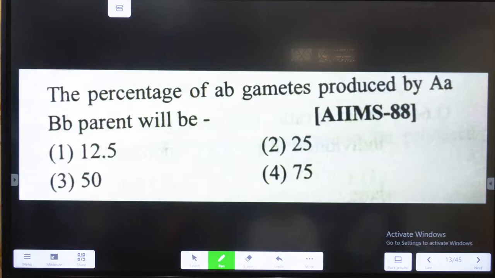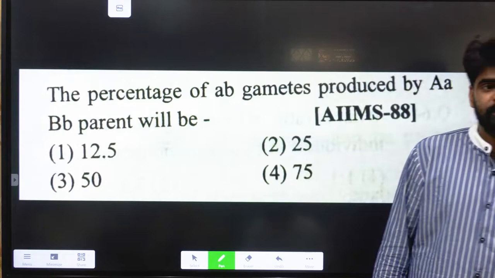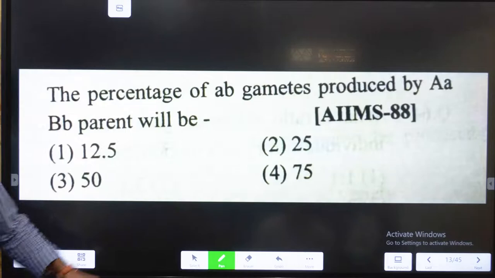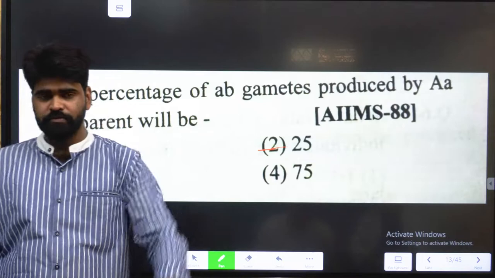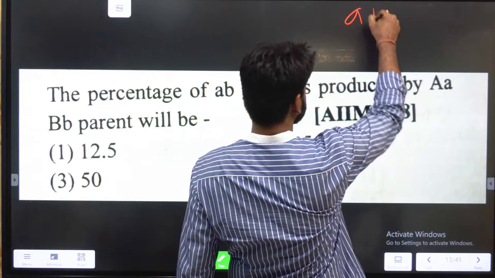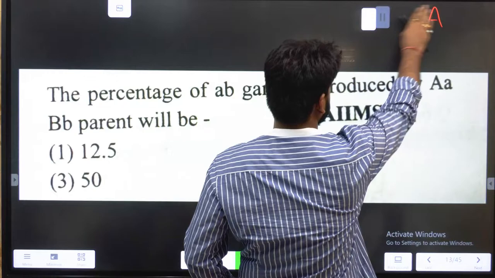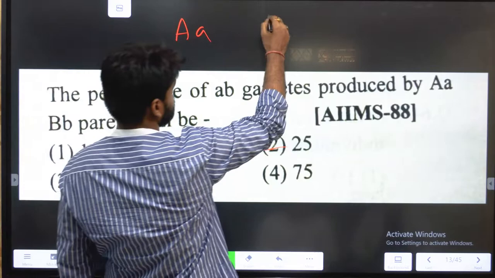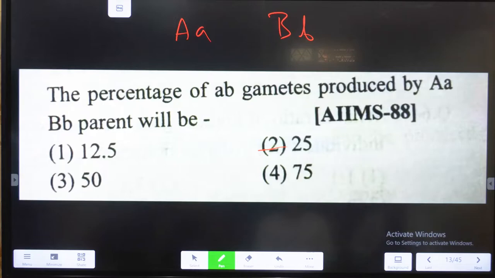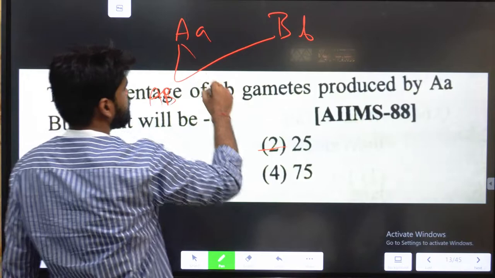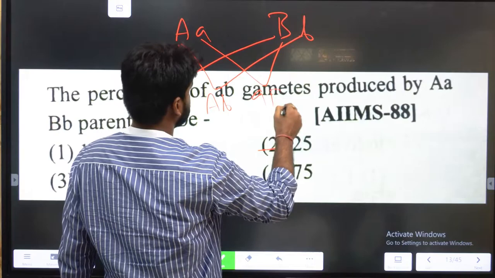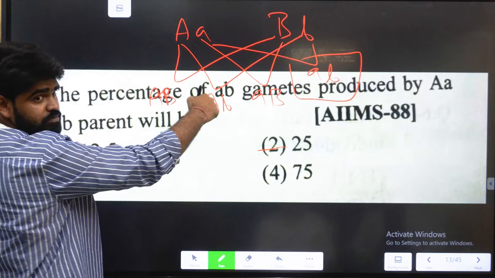The percentage of AB gametes produced by AaBb parents will be first. So easy. How come? Calculate. What are your gametes? They have A, B, and gametes are A, B, right? What type of gametes will they produce? Capital A, capital B. And then A, B. Only this, no? They are asking for this only. A, B gamete, right? So 1 by 4 into 100? 25, right?